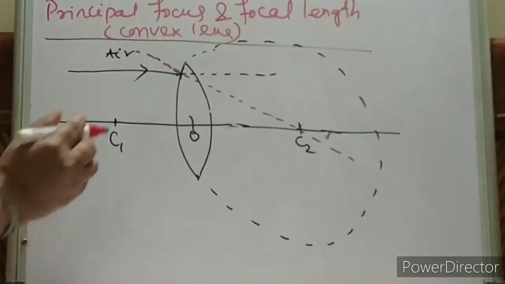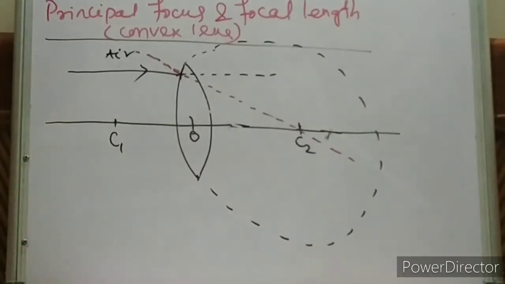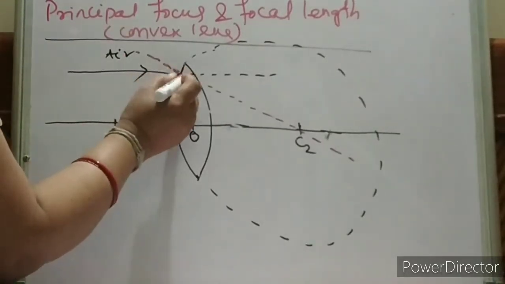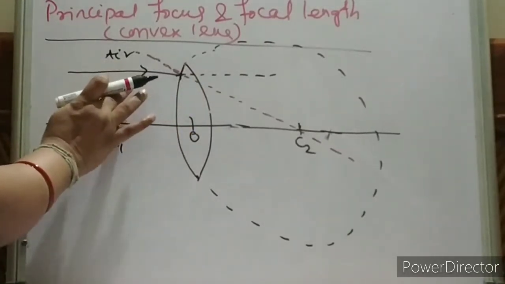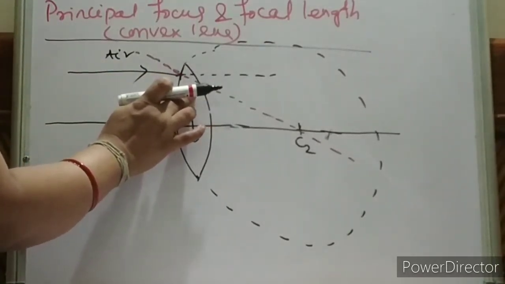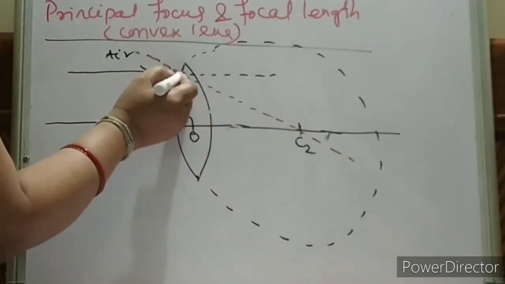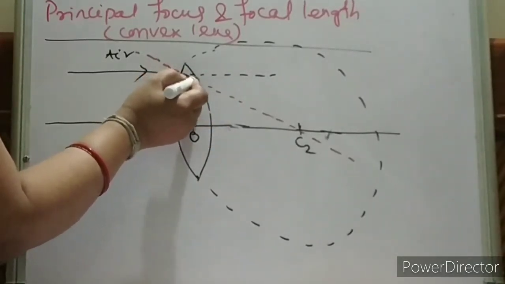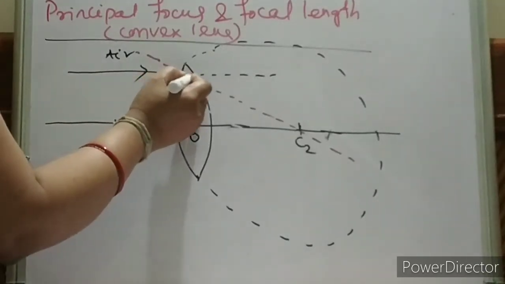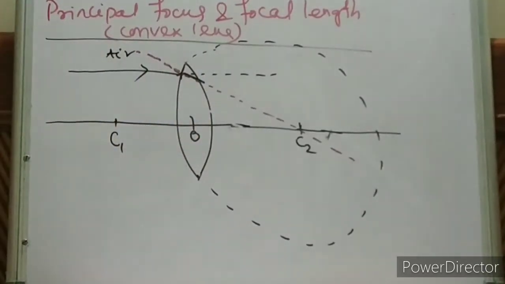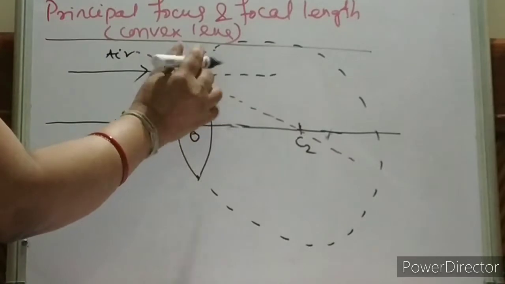Let me do it with the black pen. It will bend from rarer to denser. Try to understand, it will bend towards the normal. It will bend like this. Okay, it is towards the normal now. Clear? Now I have to stop over here.